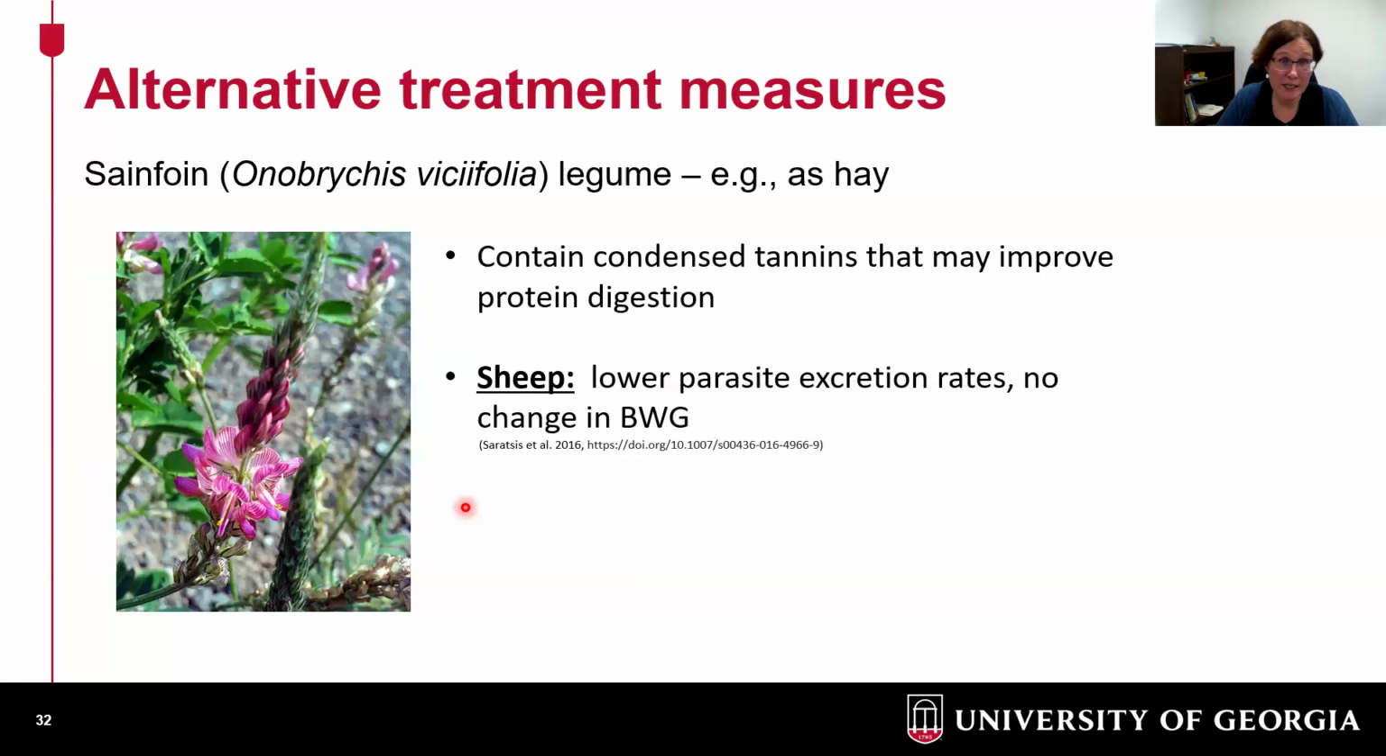Similar for sainfoin, and this is probably similar to other plants that you can graze on. They contain condensed tannins, which is good for intestinal health. They also will lower parasite excretion rates, but not necessarily improve body weight gain. So just something to keep in mind if you want to zoom out and look a little more into the herd health. Those can be very valuable, but they will not prevent issues in the individual animal necessarily.